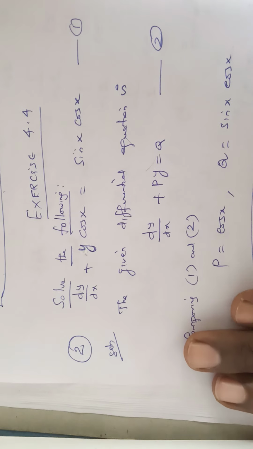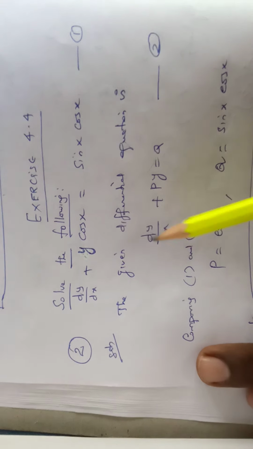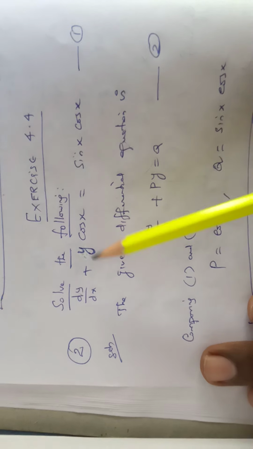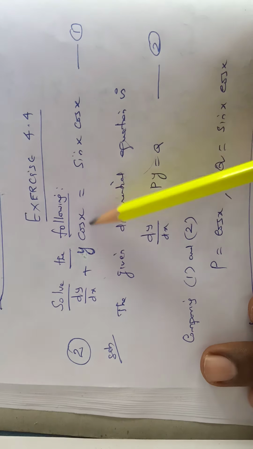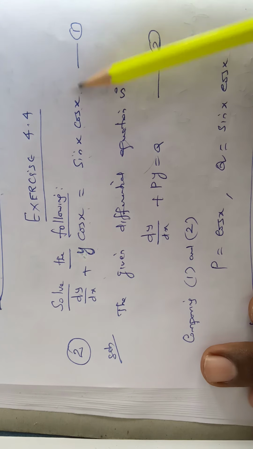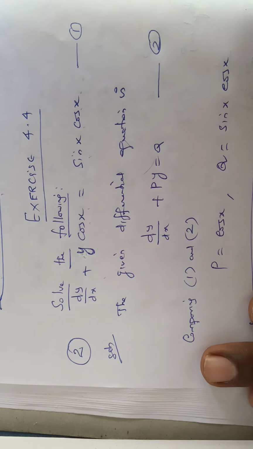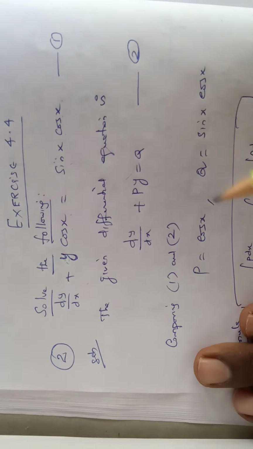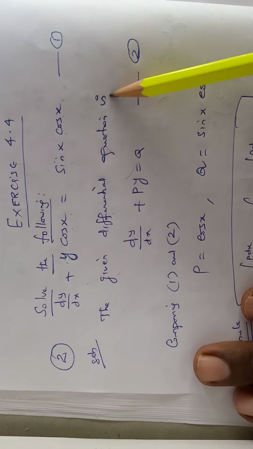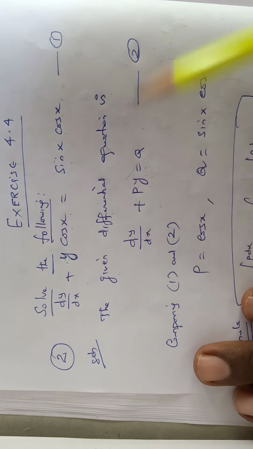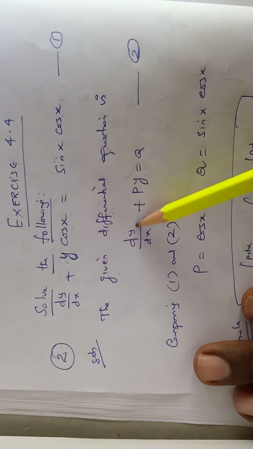Exercise 4.4, problem number 2. Solve the following linear differential equation: dy by dx plus y cos x equal to sin x into cos x. This can be chosen as equation number 1. Solution. The given differential equation is dy by dx plus py equal to q, equation number 2. So comparing 1 and 2.